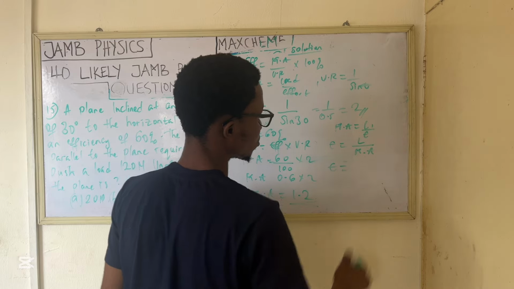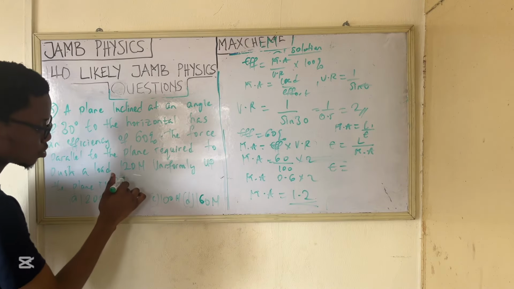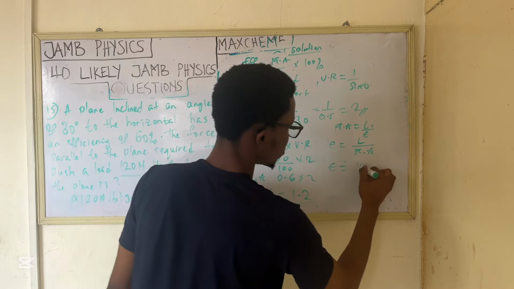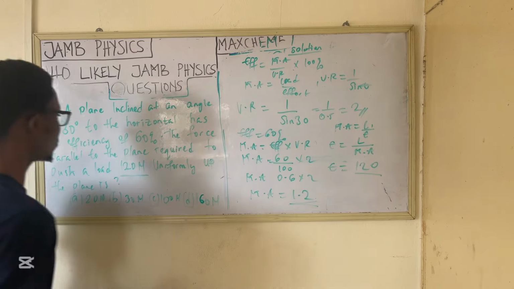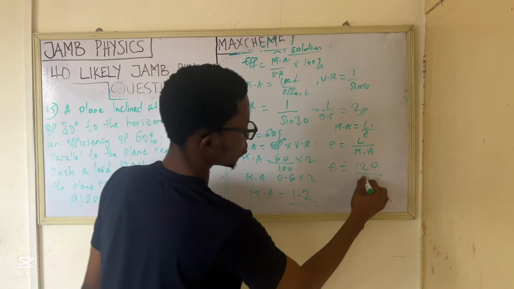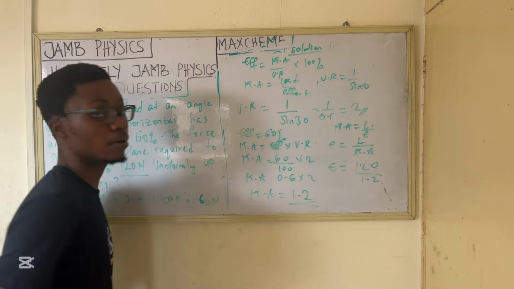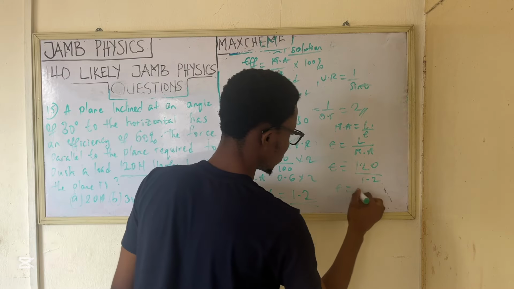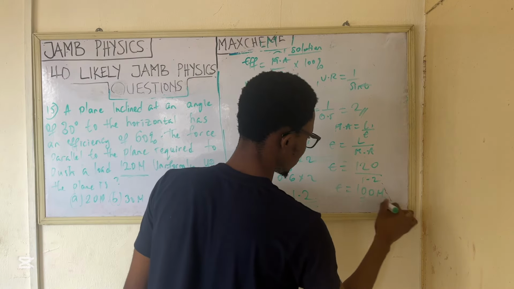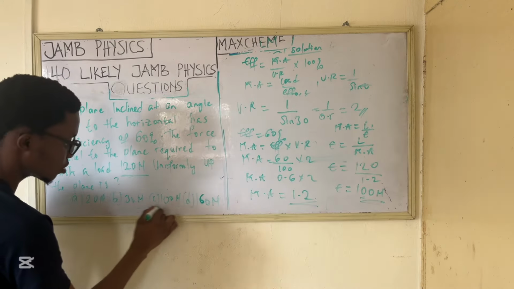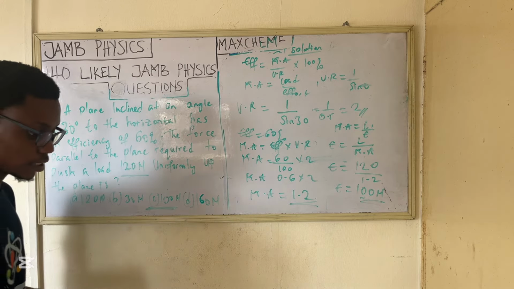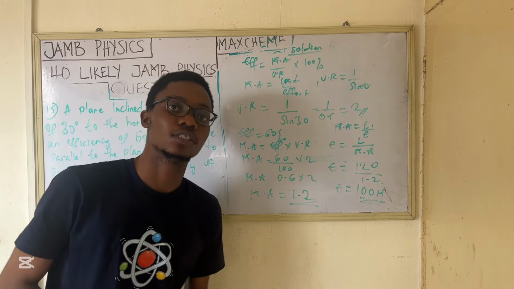So effort is equal to load over mechanical advantage. What's our load? Load is 120 Newton. So 120 divided by the mechanical advantage, which is 1.2. So 120 divided by 1.2 gives us what? Effort to be 100 Newton. So the correct option here is 100 Newton. So that's option C.